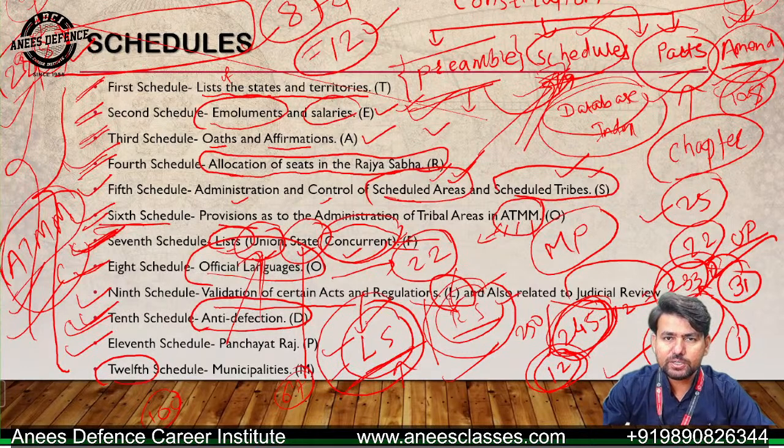And after that amendment, we added certain parts in the constitution, and along with those parts, we also added one schedule, that is the 11th schedule, in which you will see the list of all subjects where the Panchayati Raj or the panchayats of the local area are empowered to make laws.